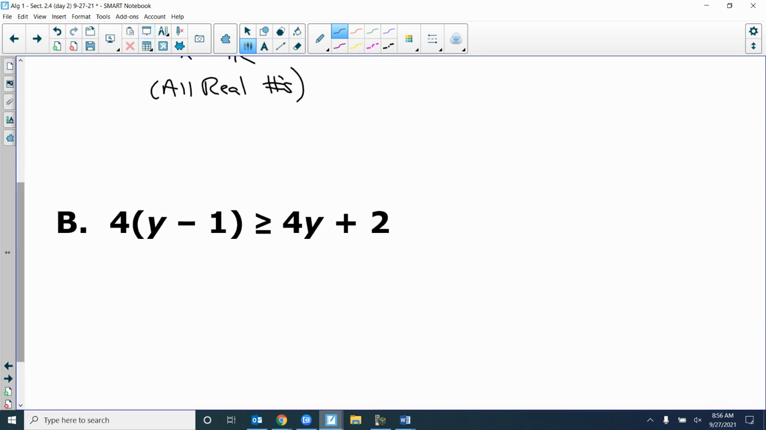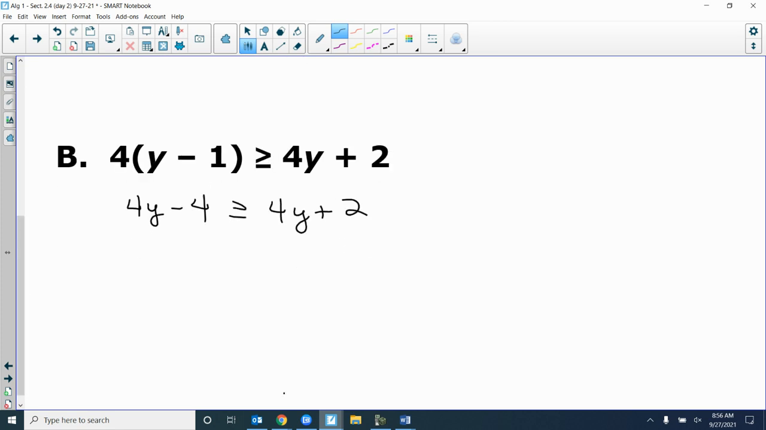For B, okay, so we're dealing with these special cases. Distribute the 4. And they're usually not going to be obvious. They're not just going to be staring you in the face. You got to do a little bit of work first. 4 times y minus 1 is 4y minus 4. That's greater than or equal to 4y plus 2.